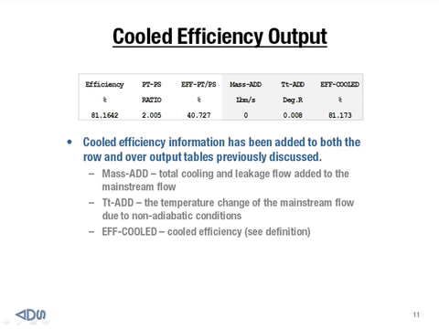Here we can see that this case was slightly non-adiabatic, and the last column provides the cooled efficiency, correcting for the non-adiabatic conditions. You can see the cooled efficiency is slightly higher than the total efficiency, which is in the first column, and it's on a total-to-total basis.